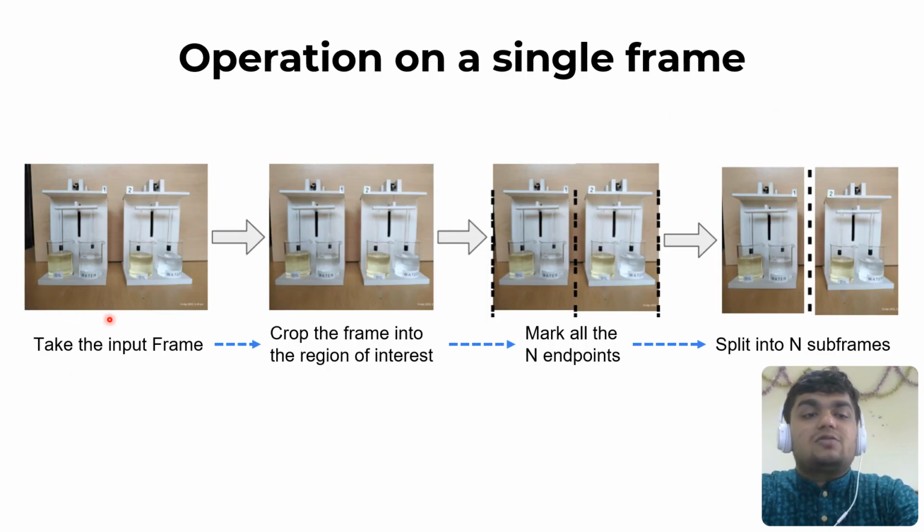The base function for generating partial streams, that is the crop function, involves these operations on a single frame. First, the frame is cropped to isolate the region of interest. Then n endpoints are marked horizontally to indicate where to cut. And finally, the image is chopped to get n subframes. It is assumed that the split can be made only about one axis, but can be generalized to make it about multiple axes.